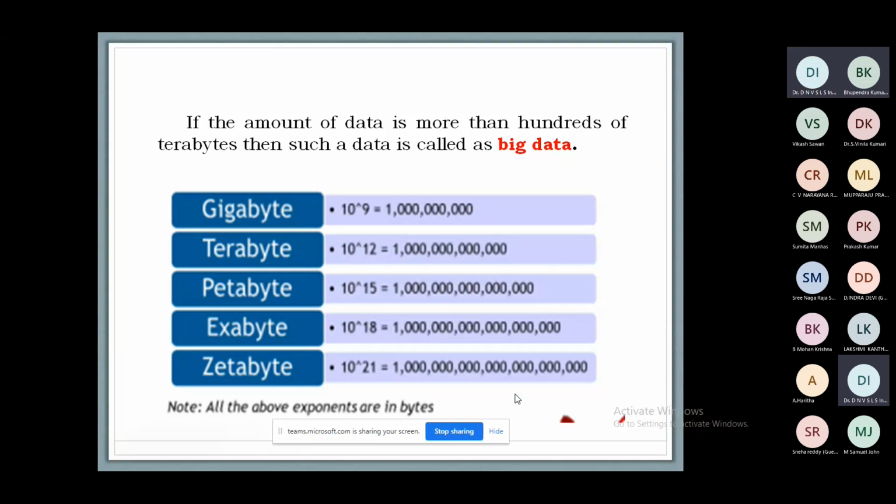So in the form of powers of 10, 10 to the power of 9 is a gigabyte, 10 to the power of 12 is a terabyte, 10 to the power of 15 is a petabyte, and 10 to the power of 18 is an exabyte. So starting from petabytes, we can say it is big data.